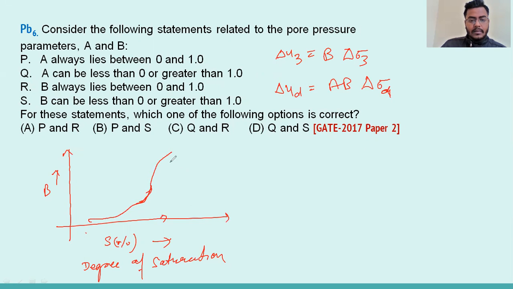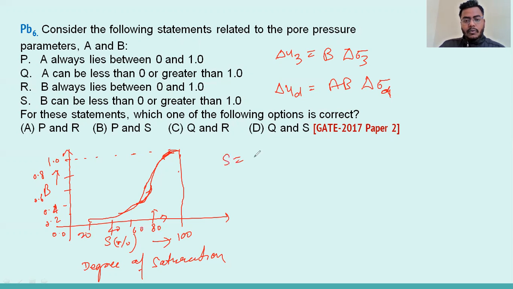Like this. See, like this. Okay. So we'll see here it's 1.0, here 0. Like 0.8, you can write 0.6, 0.4, whatever, 0.2. And in this case here, 100, you can write 80, 60, 40, 20. So we'll see when your S is equal to 100%, then B will be 1.